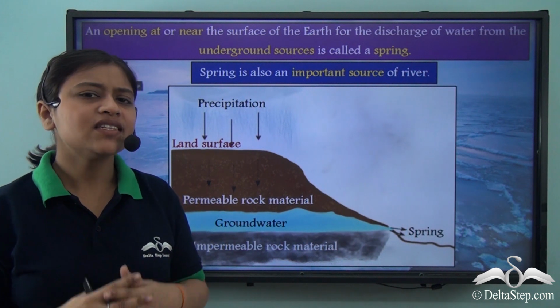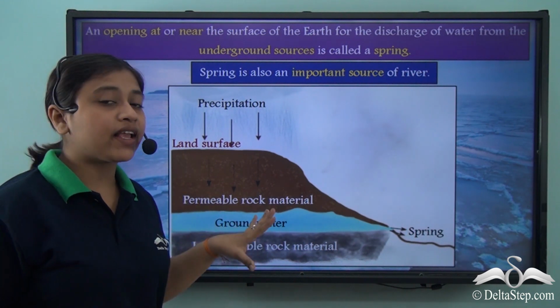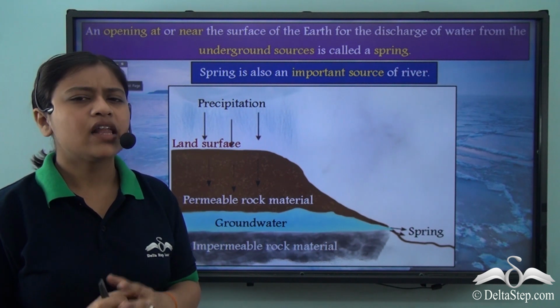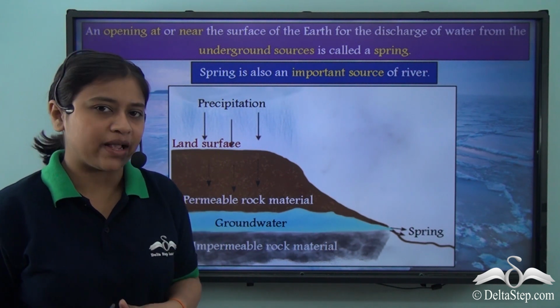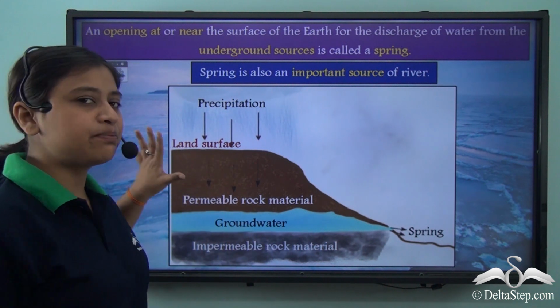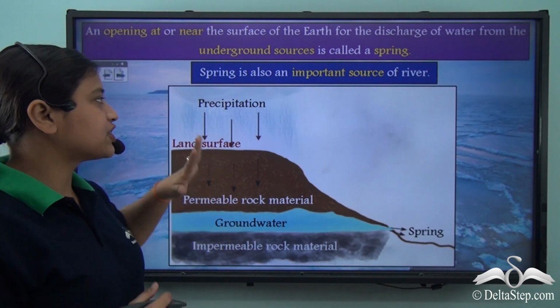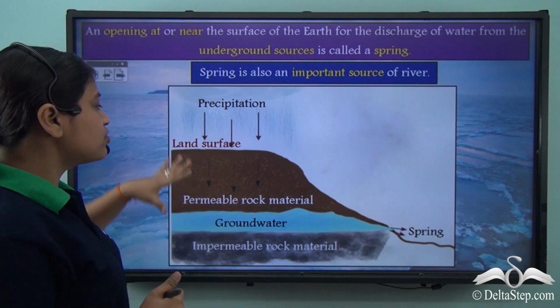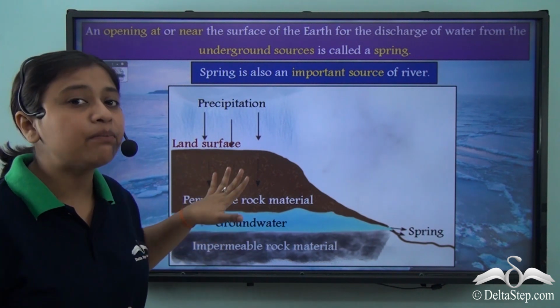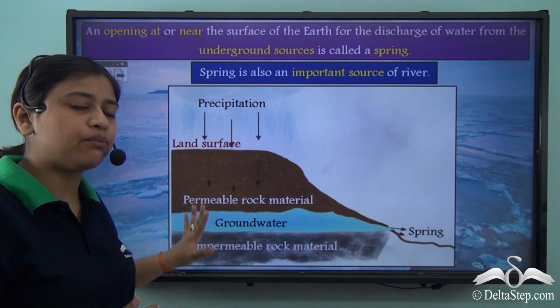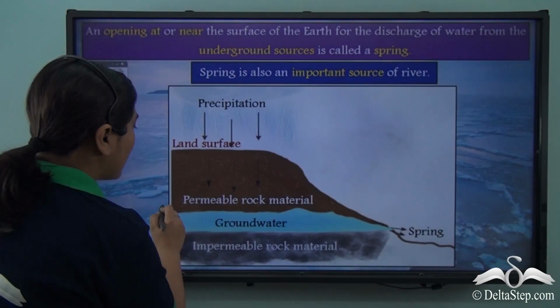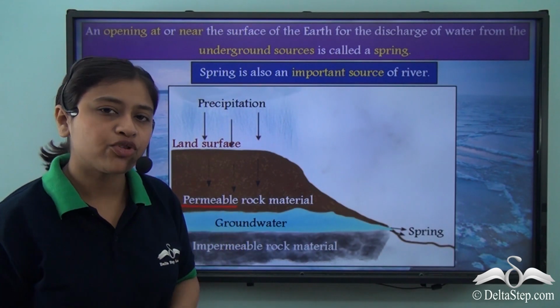Now, besides these two sources, spring is another very important source of river. Now, what exactly is a spring? As you can see here in this picture, when precipitation happens in the form of rainfall, that water tends to seep in through the permeable rock material or the permeable layer of soil. Now, what do we mean by permeable? It allows the water to seep through it.